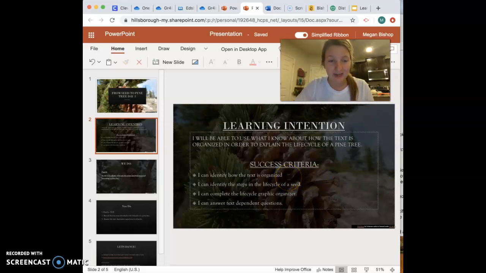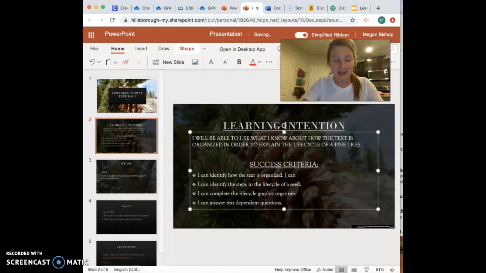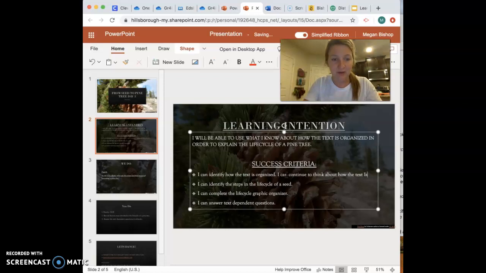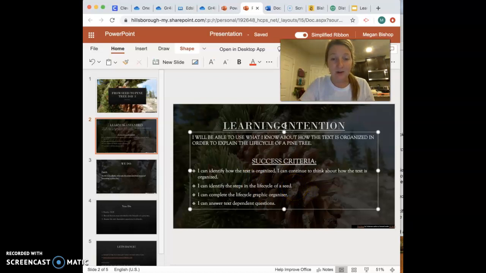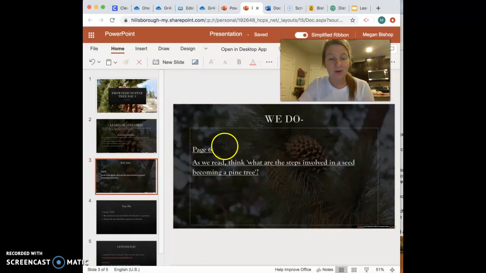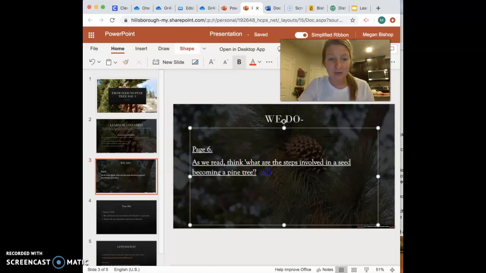So our success criteria is: one, I can identify how the text is organized, and I can continue to think about how the text is organized because this is really going to help us as we continue to read today. I can identify the steps in the life cycle of a seed to become a pine tree. I can complete the life cycle graphic organizer, and I can answer text-dependent questions. So today we're going to read just one page of From Seed to Pine Tree, and then you are going to pick up where we leave off and continue to add to our graphic organizer.